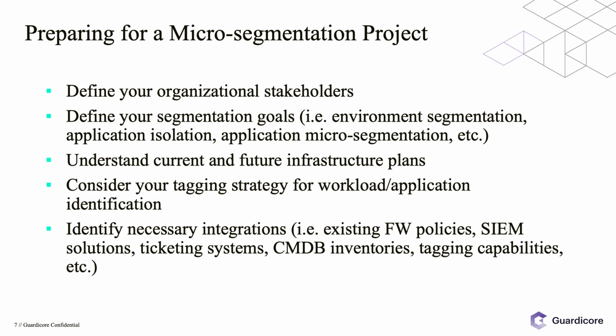Another example would be if you were trying to isolate your privileged access management system. The tags that you're assigning should identify the core parts of that privileged access management system so you can apply the appropriate rules for the application isolation of that system. Your tagging strategy should align with your ultimate segmentation goals in order for you to be successful.